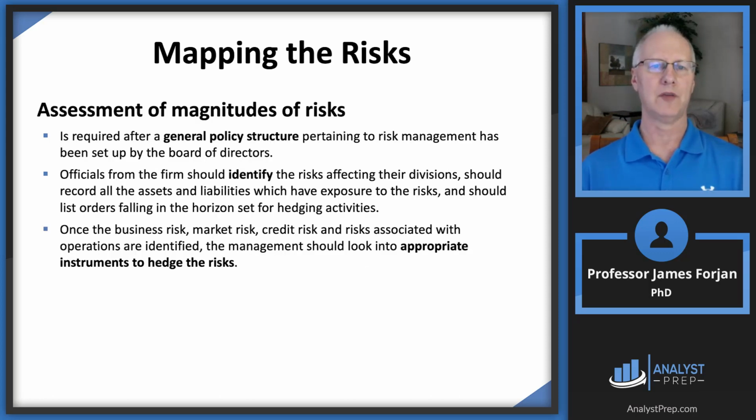How about an assessment of the magnitude of risk? There's a general policy structure pertaining to risk management that's set up by the board, and then the corporate leaders or the officials should identify those risks and record, both on the left-hand and the right-hand side of the balance sheet, the exposure. Which one's greater, right? Are assets greater than liabilities, liabilities greater than assets, or is this a combination of a cash flow issue? It's really an interesting proposition just to rank these. Then we need to figure out what are the appropriate instruments to hedge the risk.